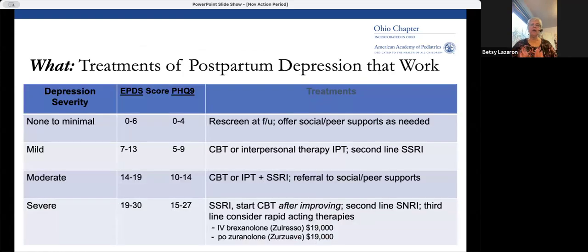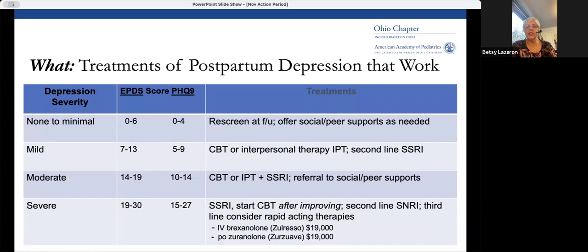This slide, if you're going to copy one of all, I tried to summarize in one slide everything you can do about this. This is depression screening, and which scales you use, whether it's an Edinburgh or whether it's a PHQ-9. If their test shows no or minimal depression, you can still rescreen and offer peer or social supports as it may be needed. So if you see mild depression, that Edinburgh of 5, the Edinburgh of 7, and PHQ-9 of 5, definitely offer CBT or interpersonal therapy. And the second line may consider maybe an SSRI.